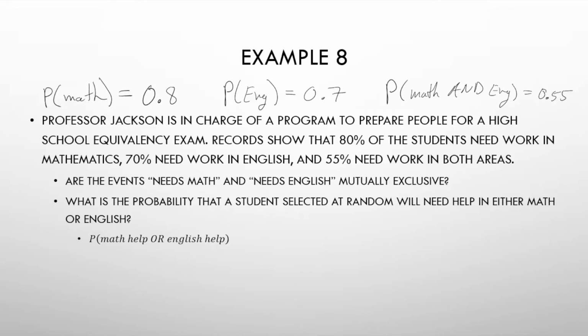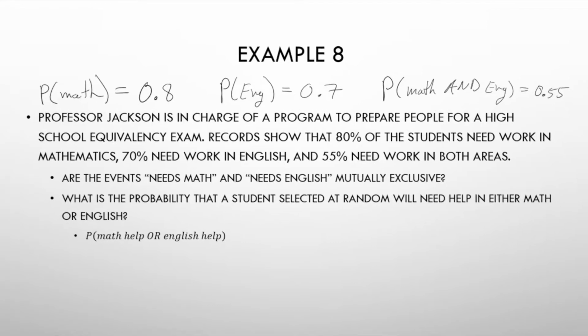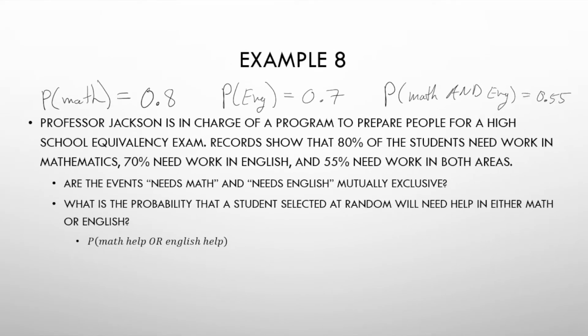So for our part A here, our definition. Are these events mutually exclusive? Yes or no? Right, you can need help in both. So no, they're not mutually exclusive. And the reason why that is, if things are mutually exclusive, they can't happen at the same time. And we're told in the problem right here that 55% of people need help in both math and English. So they are not mutually exclusive.